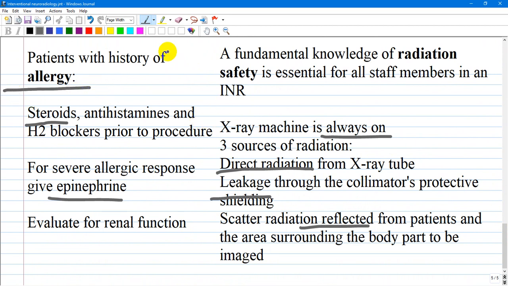We should know our patient's history of allergy and give some premedication like antihistamines, steroids, and in cases of allergic reaction right in the operating room, we give even epinephrine, which is the drug of choice. And of course, radiation safety. We should know the sources of the radiation. We can have special equipment which protects us, and distance from the radiation source.